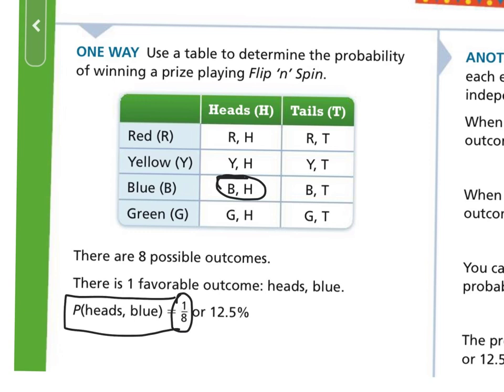So the chance of us getting heads and blue, the chance of us winning, is 1/8 or 12.5%. We're mainly going to just keep these as fractions, but if you wanted to find the percentage chance of winning, you could just divide that out and then move your decimal 2 places to the right. So that's one option, using a table.